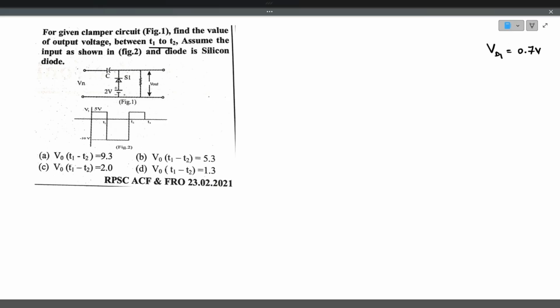If you observe the question carefully, it is asking us to find the output voltage between the instances T1 and T2 only. So between the instances T1 and T2, what is the input voltage? Input voltage is minus 10 volt. So let's read out the circuit with that. Input voltage is minus 10 volt. There is a capacitor C and a diode. Reference voltage is 2 volts.